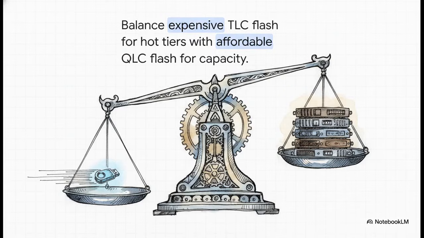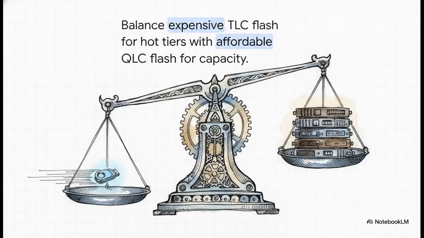Bandwidth versus capacity. You really have to strike a balance here. On one hand, you have blazing fast, high-cost TLC flash for the hot training tier, which gives you the sheer bandwidth you need for things like active checkpoints. But on the other hand, you have to balance that against much more affordable QLC flash or object storage for your massive dataset serving. Getting this ratio right is crucial.